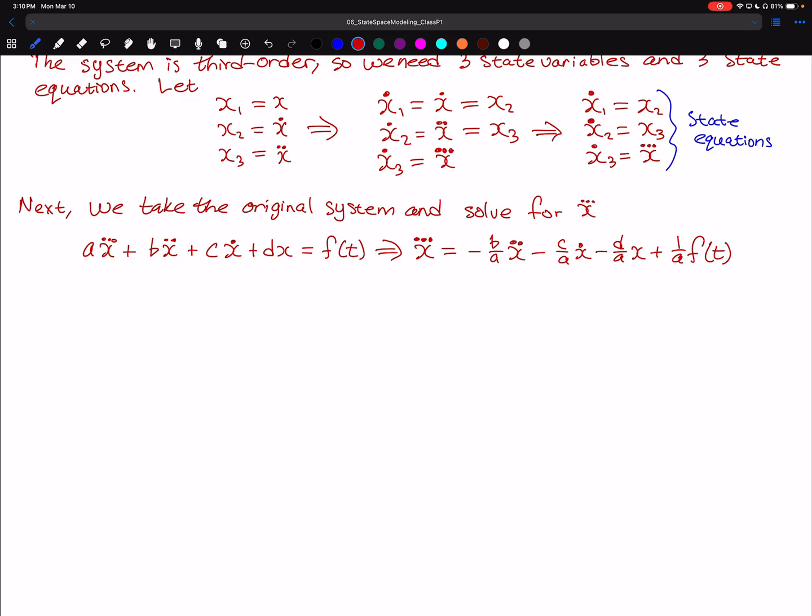And using our state variables, we'll write that x triple dot is equal to x3 dot, which is then equal to minus b over a times x3 minus c over a x2 minus d over a x1, and then lastly plus 1 over a f of t.